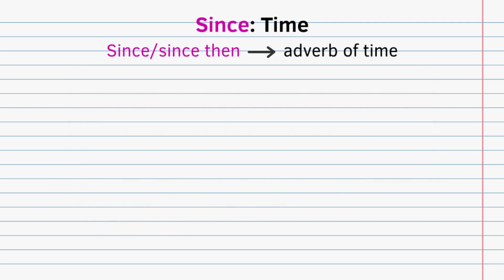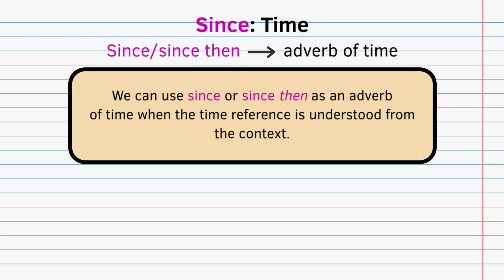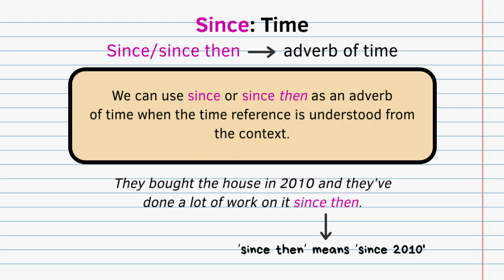Since or since then with an adverb of time. We can use since or since then as an adverb of time when the time reference is understood from the context. They bought the house in 2010, and they've done a lot of work on it since then. In this case, since then means since 2010.